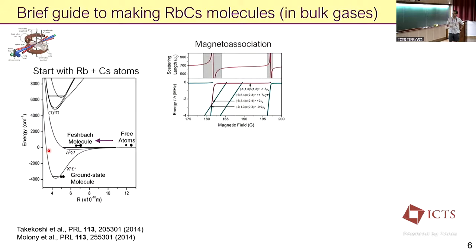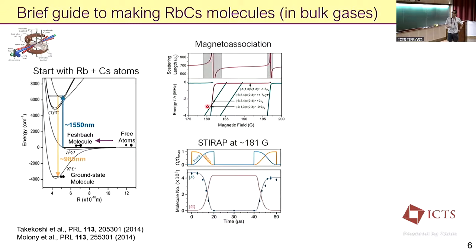The first step is to form a weakly bound molecule by sweeping across a Feshbach resonance. We do this actually at 197 Gauss. This is the bound states near threshold. So this binding energy is in megahertz. So this is bound by 2 megahertz. So this is an incredibly weakly bound molecule compared to this ground state. And we sweep across this resonance, follow this bound state down to here, around 180 Gauss, where we can then transfer it to the ground state.